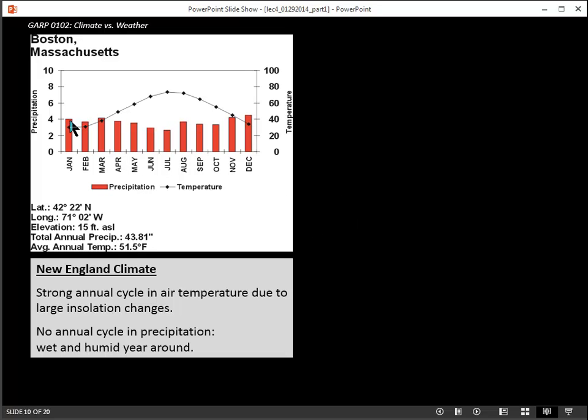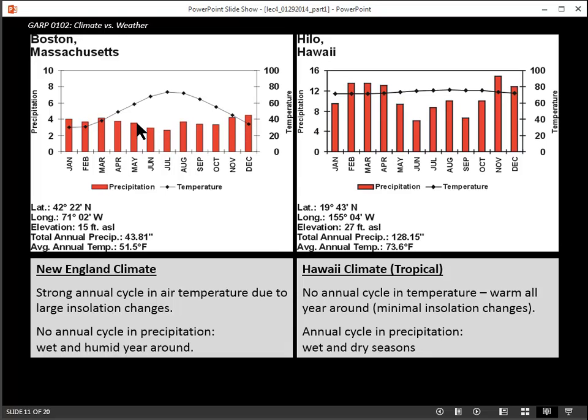What we don't have is what we call an annual cycle in precipitation. You can see that pretty much every month out of the year we receive precipitation, and more or less the same amount of precipitation, right? We do not really have a dry season here in New England.